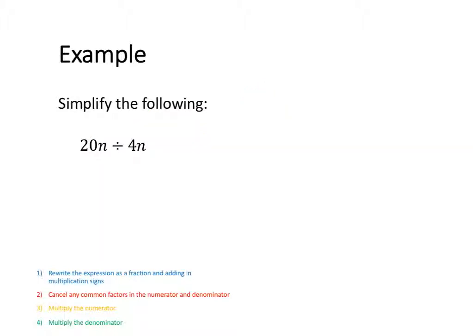So in my second example, I want to divide 20n by 4n. So the first step is to rewrite the expression as a fraction and add in any multiplication signs. So that is going to equal 20 times n divided by 4 times n.